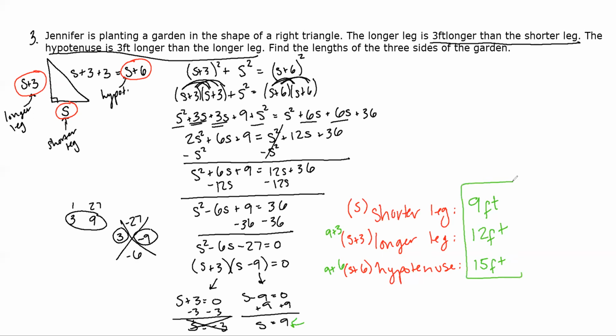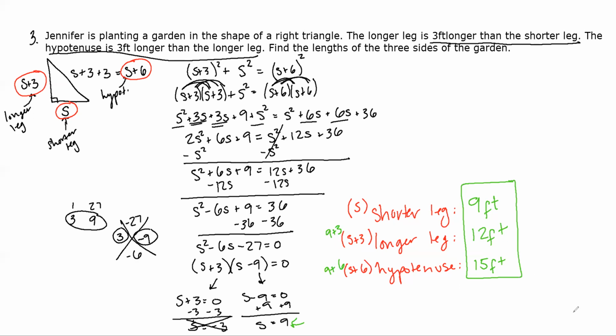Now, you can make sure that these make sense in terms of the original problem. This is a good way to check. We know the longer leg was 3 feet longer than the shorter leg. And if we look here, 12 is 3 feet longer than 9. And then the hypotenuse is 3 feet longer than the longer leg. 15 is 3 more than 12. So we're just making sure that these make sense. It's really important to do with these kinds of questions because it's really easy to get mixed up when you're doing all of this work.